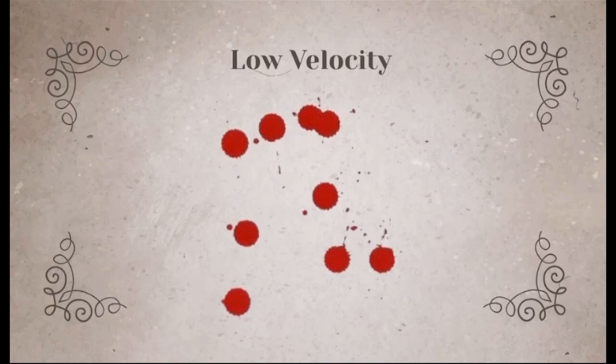Low velocity spatter results in relatively large, round droplets with little to no tailing or directionality. This type of spatter is often seen in situations where blood is dripping from a wound or from a victim who is stationary, such as when a victim is bleeding from a head injury or after being stabbed. Low velocity spatter is typically found in pooled blood or on surfaces that have been spattered gently, such as the victim's clothing or on the floor around them. The stains are usually about 1 to 4 millimeters in diameter.